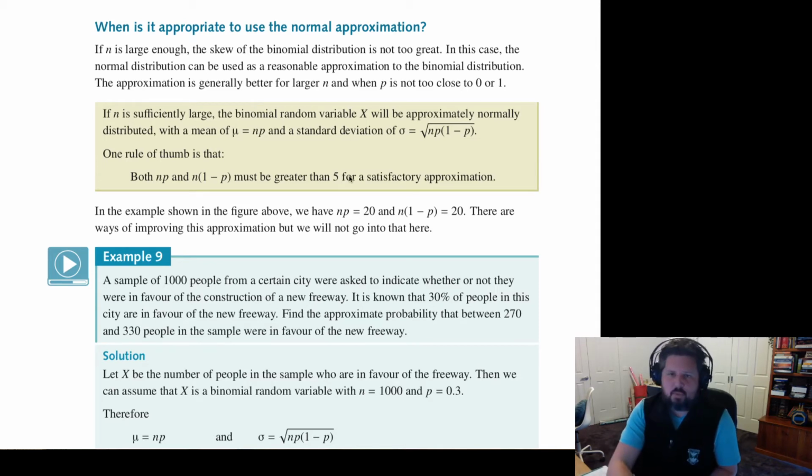So here is the rule. If n is sufficiently large, the binomial random variable x will be approximately normally distributed with a mean of mu equal to n times p and the standard deviation sigma as follows here. One rule of thumb is that both np, n times p, and n multiplied by 1 take away p must be greater than 5 for a satisfactory approximation. It's easy enough to check these: we can multiply these and find out whether they're greater than 5 to get a desirable result.